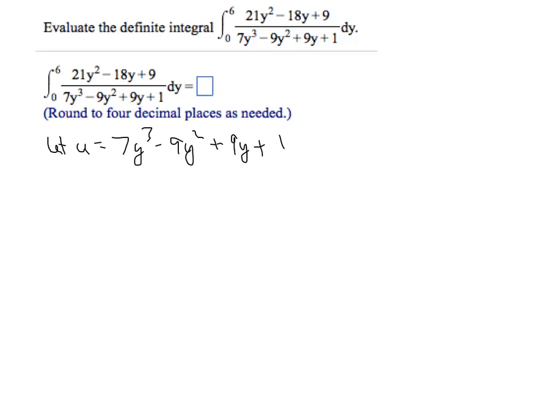So this is a good thing to try, and I believe all the ones in the homework that have fractions in them, is that true? I don't know. Most of them anyway. If it has something messy in the denominator, then letting u be the denominator is a good choice.